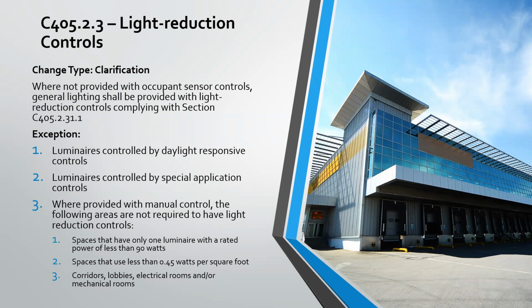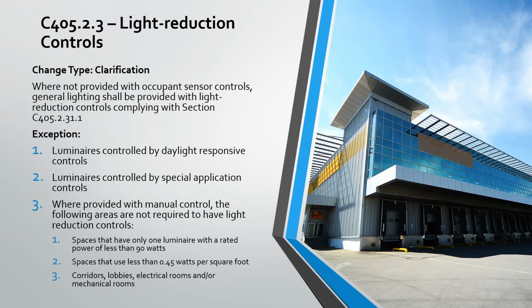Then you got luminaires controlled by special application controls. So if it's a time switch or something else that's set up, maybe it's a monitoring system that runs the lighting for the warehouse. And then we're provided with a manual control. The lighting areas are not required to have light reduction control. So spaces that only have one luminaire that is only rated for power less than 90 watts. So if it's just a small little area with one lighting that's only 90 watts or less, it doesn't have to have a control. Spaces that use less than 0.45 watts per square foot.